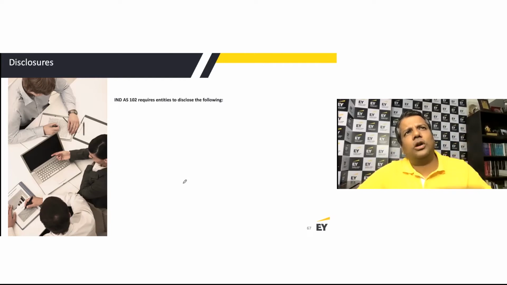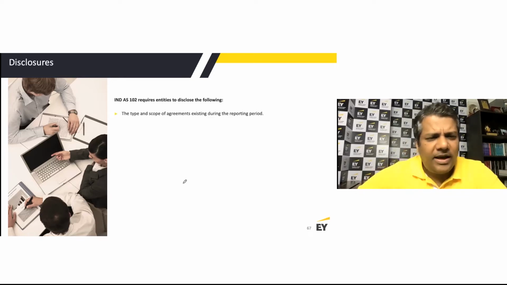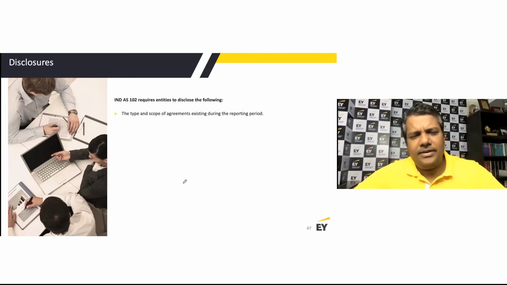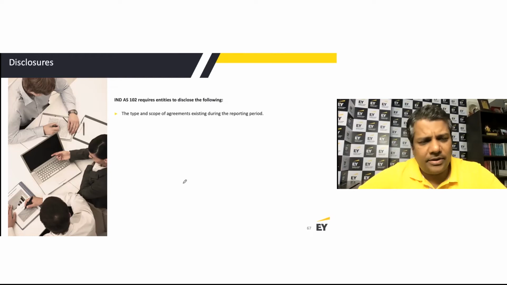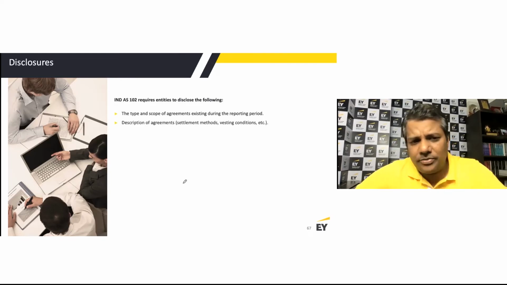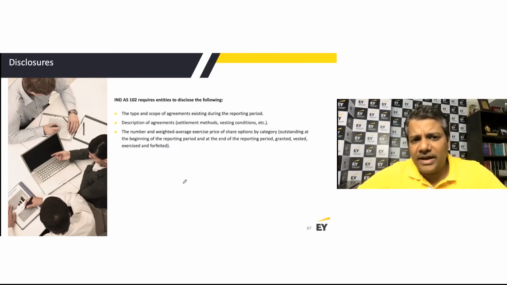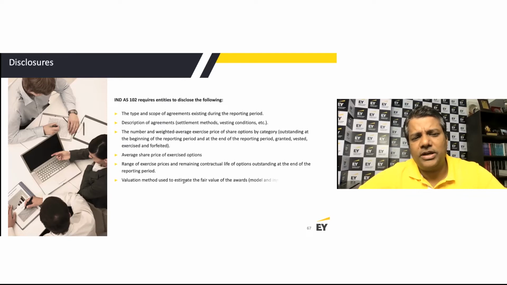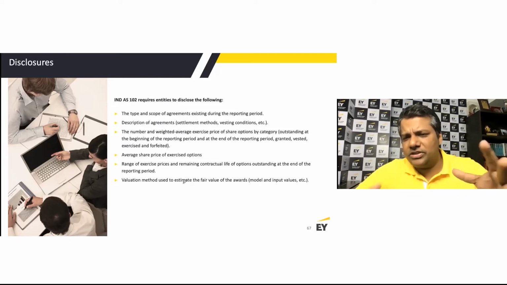We of course also talked about the modification, the cancellation, the settlement. All of that is what we talked about. How do you account for the modification? So we have to acquire a full understanding of how the accounting for stock option arrangements works: the type and scope of the arrangement, the description of the agreements, the number and weighted average exercise price of share options, the average price of the exercised options. This is a disclosure which takes a lot of space in the financial statements of any company.